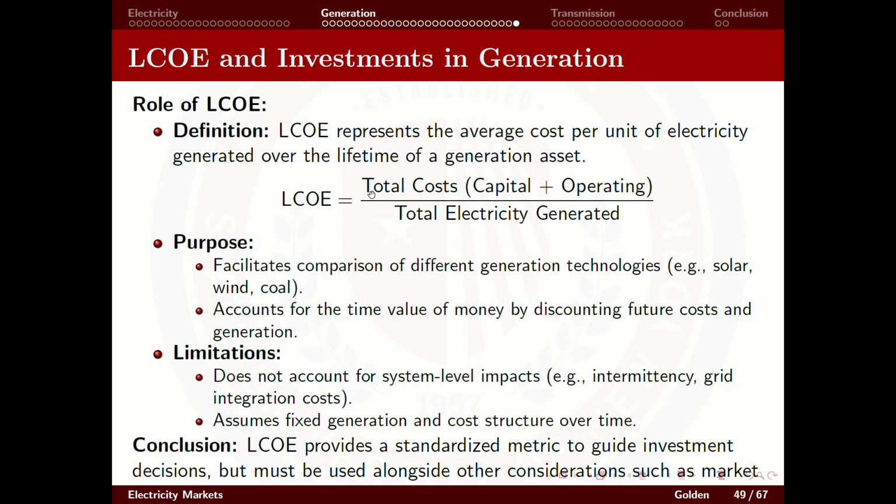So here's the LCOE formula again, and here's how it comes into investment, how it allows you to compare different generation technologies. Some limitations: of course, it accounts for the time value of money by discounting future costs of generation, but it does not account for system-level impacts or intermittent grid integration costs. You might want to think about the fact that wind and solar are not baseload, and it assumes fixed generation and cost structure over time.